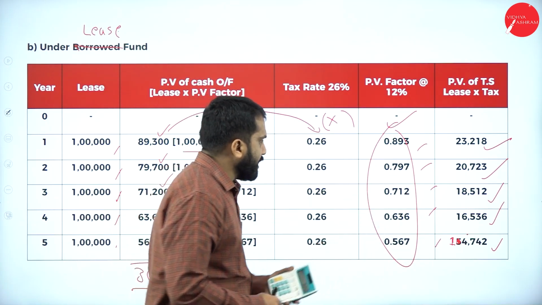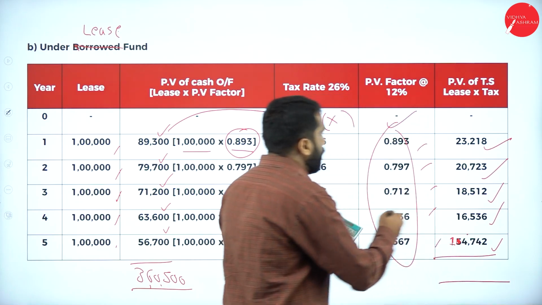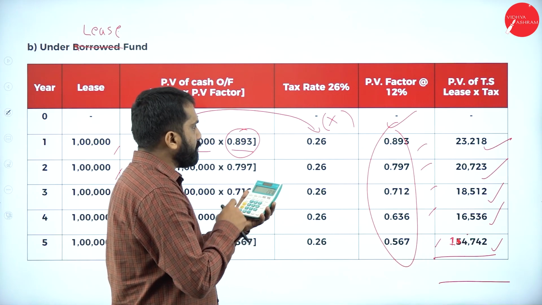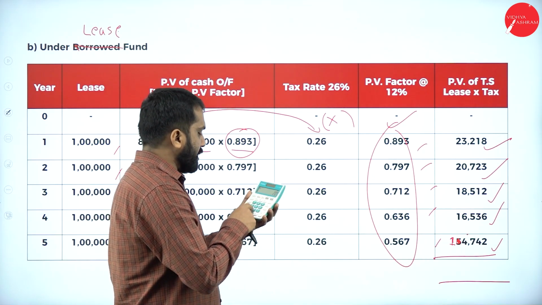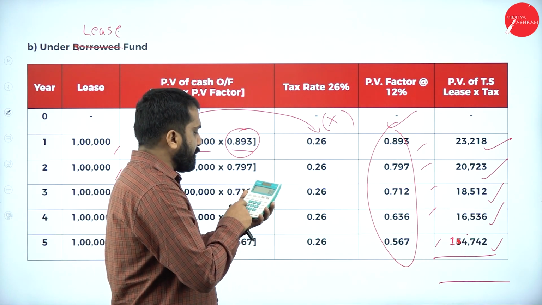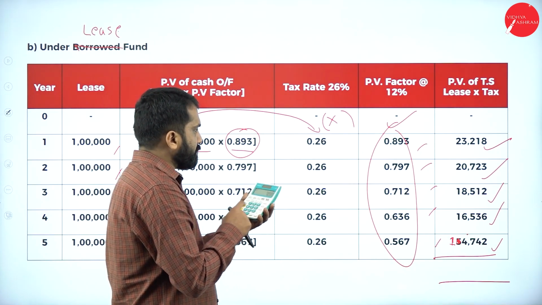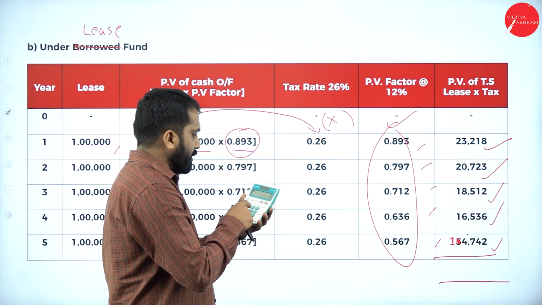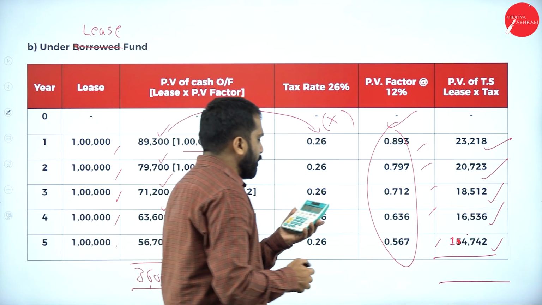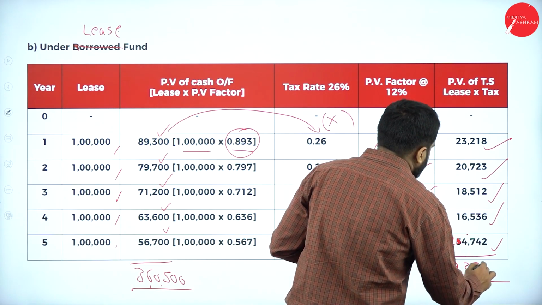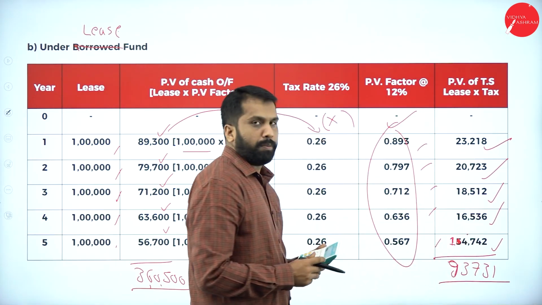And what is the total of this? The total of this is 23,218 plus 20,723 plus 18,512 plus 16,536 plus 14,742. I got 93,731. Hope you got it.